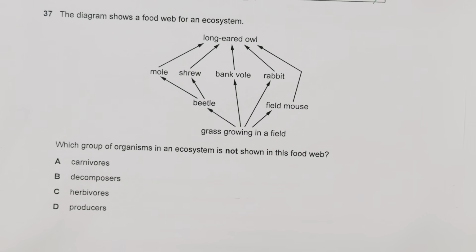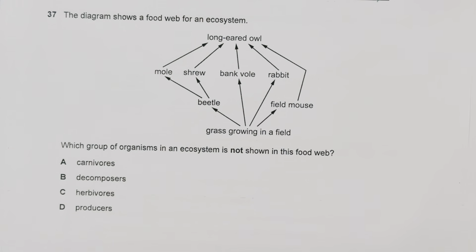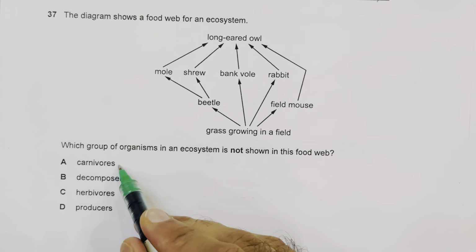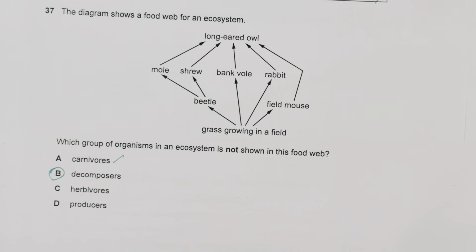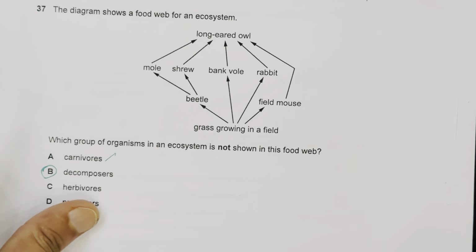37 is that the diagram shows a food web for an ecosystem. Long-eared owl and grass growing in a field. Mole, shrew, beetle, bank vole, rabbit and field. Which group of organisms in the ecosystem is not shown in the food web? So carnivores, yes, they are shown, but decomposers are not shown. So option number B is the right choice from the given options. Moving to question number 38.